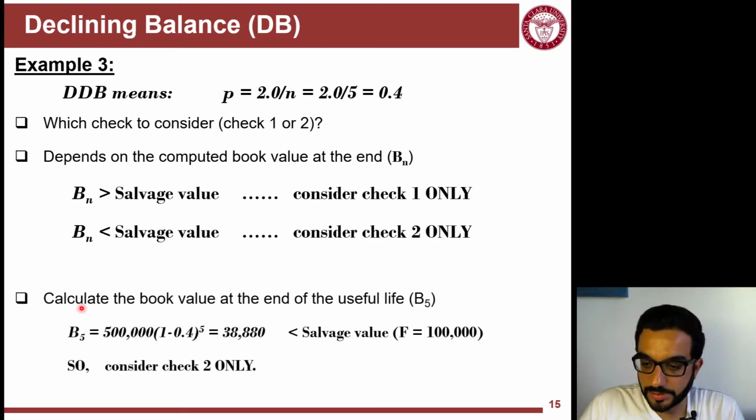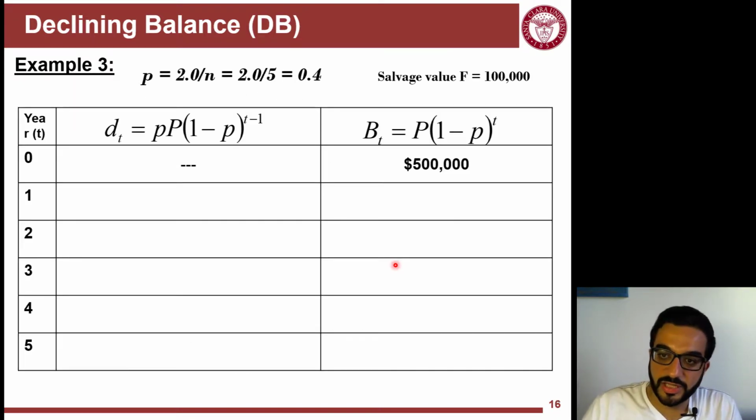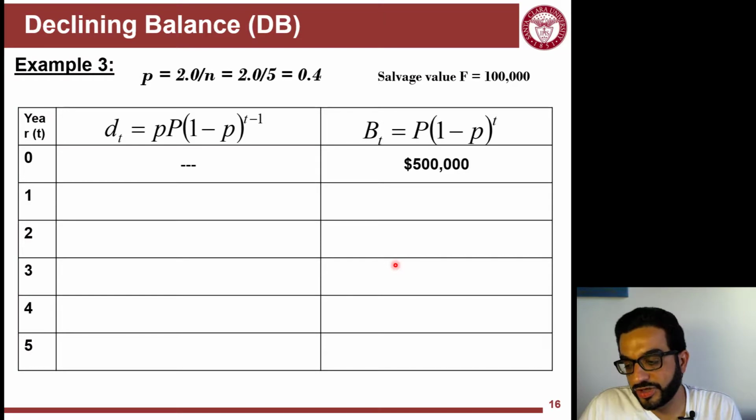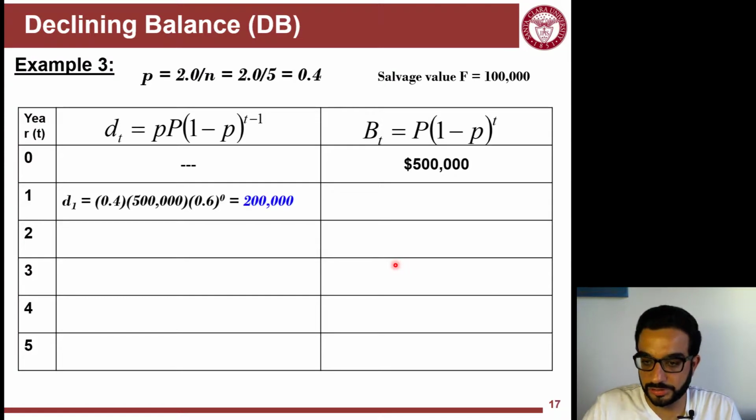So in our example here, let's calculate B5. So it's 500,000 times 1 minus p to the power 5. So I see here is 38,880, which is less than my salvage value of 100,000. So now I know which case I'm dealing with. So it's the second case, or second check here, and application is very, very simple compared to the first one. So I will calculate here the depreciation and the book value of every year following the declining balance formulas, similar to what we did before in the previous example.